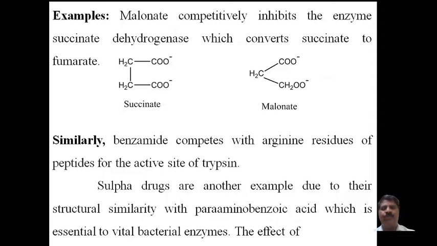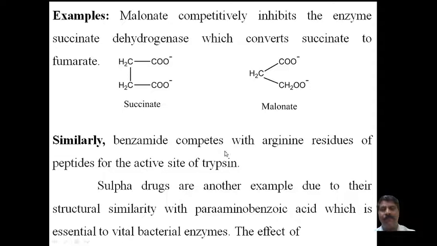These competitively block the active centers of the enzyme, so the fumarate formation and the rate of the reaction decrease, and this happens by a competitive inhibitor.